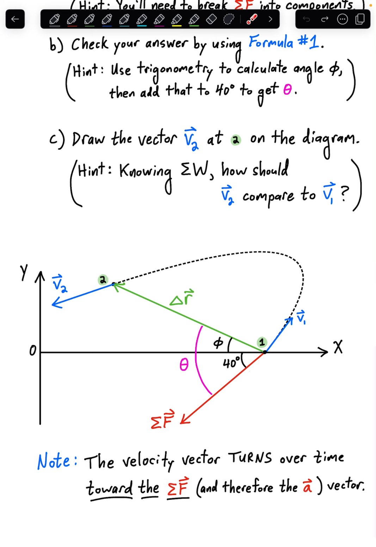We see again here how the velocity vector turns over time. Initially it is pointing up and to the right, but over time it turns and tilts to be pointing down and to the left, aligning itself with that net force vector and therefore the acceleration vector over time.